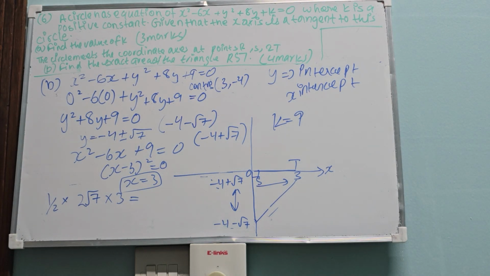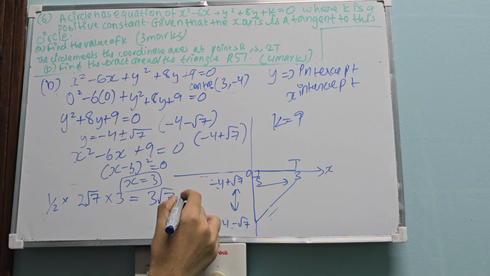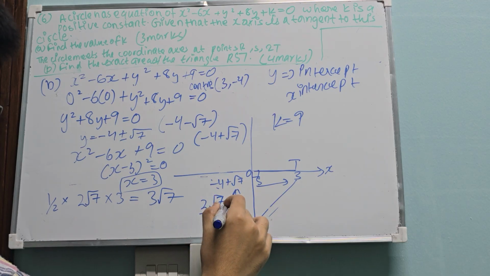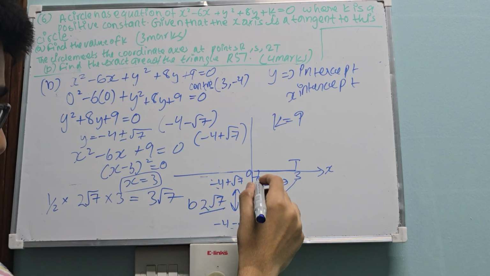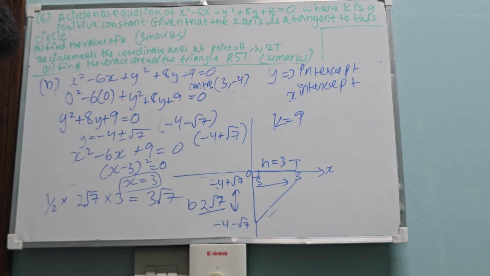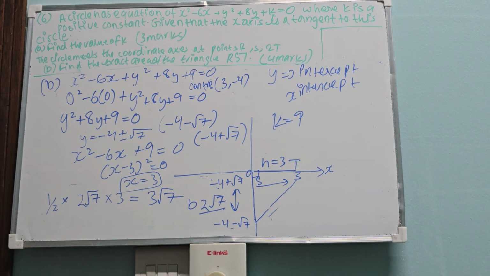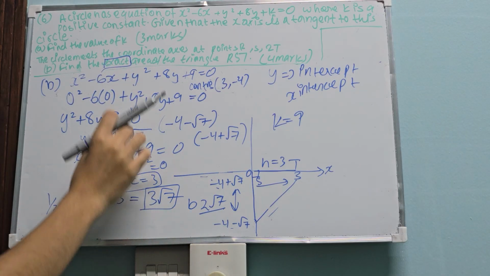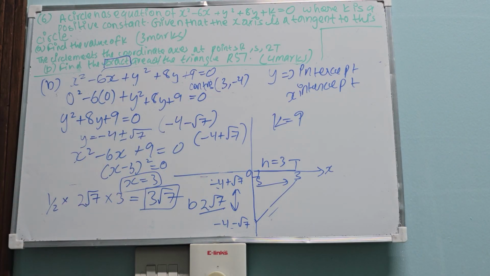So the area of the triangle is going to give us 3 root 7. Make sure that this is positive. This is the base, and the perpendicular height is going to be 3. Plug in, you should know the triangle formula. You're going to get this in surd form, and you have to leave it as it is, as it says exact area. Alright, so this is it.